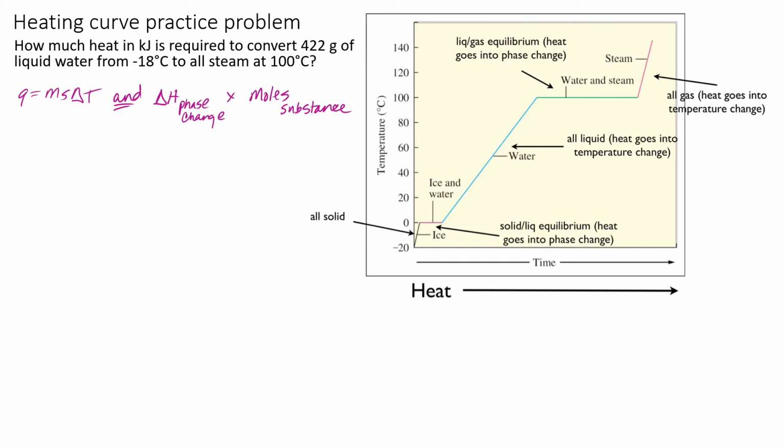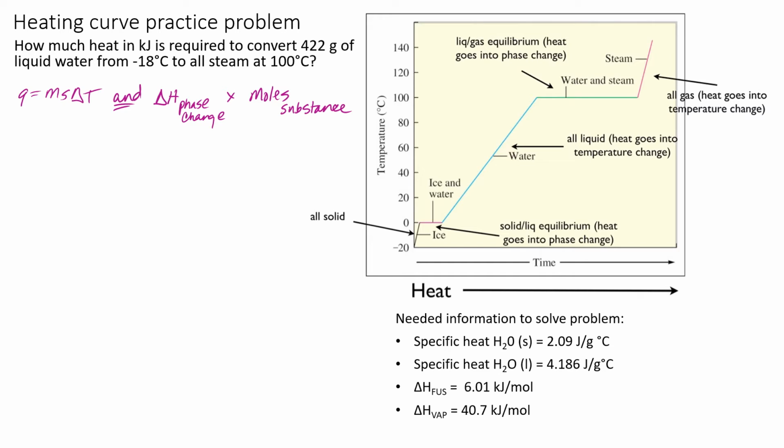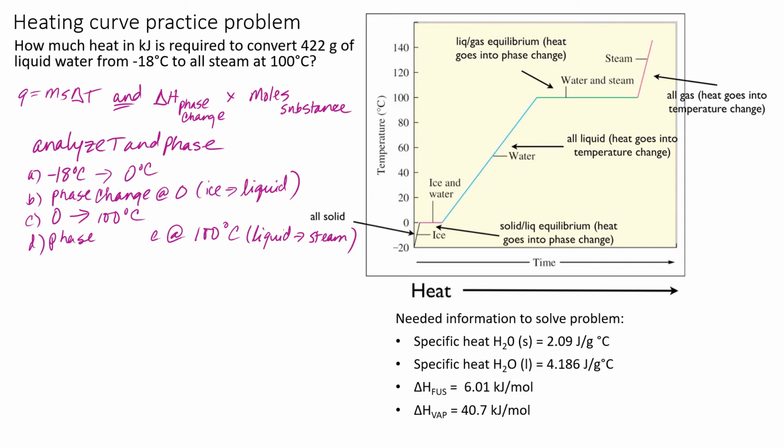So what we really need to do now is analyze the temperature changes and where we're going to be on the graph for each temperature change. We're also going to need some specific information to solve the problem, so we can look at that as well. If you look over here on the left, notice that we have an analysis of temperature and phase. So we can literally break this down into chunks and relate it to what's happening on the graph.